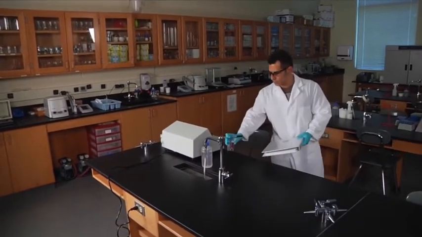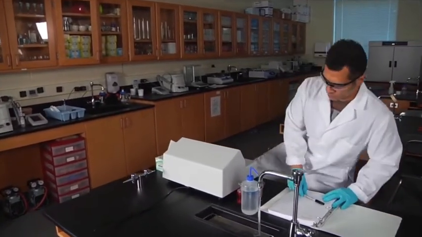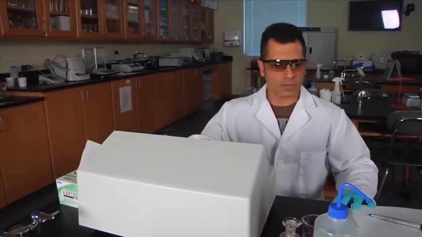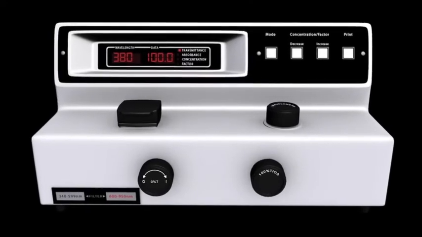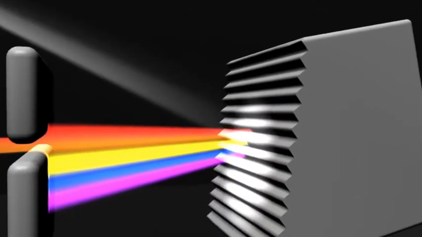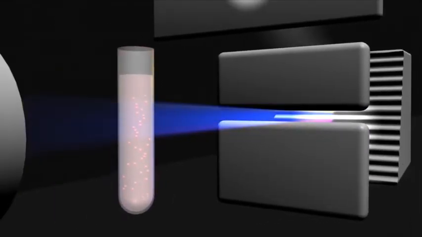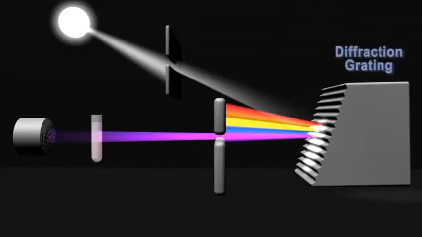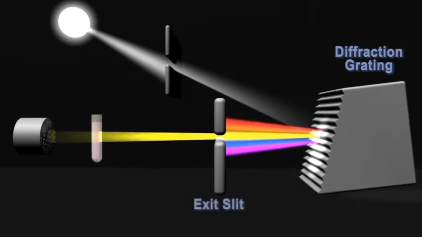The spectrophotometer is an instrument used to measure the effect of a sample on a beam of light. We can learn a lot about a substance by studying the way it interacts with light. Here's how a spectrophotometer works. A lamp provides the source of light. The beam of light strikes the diffraction grating, which works like a prism and separates the light into its component wavelengths. The grating is rotated so that only a specific wavelength of light reaches the exit slit.